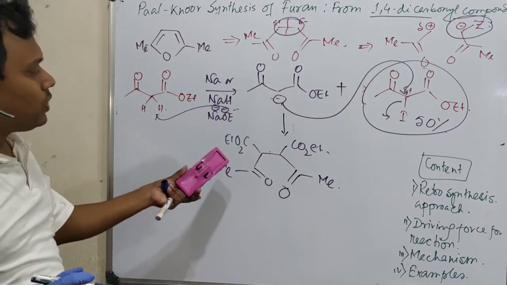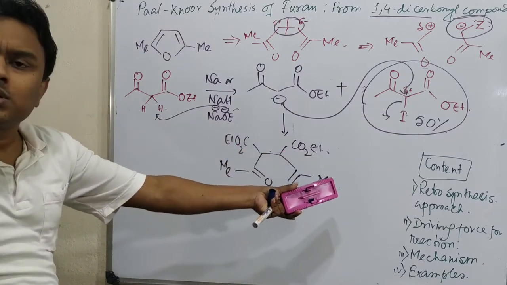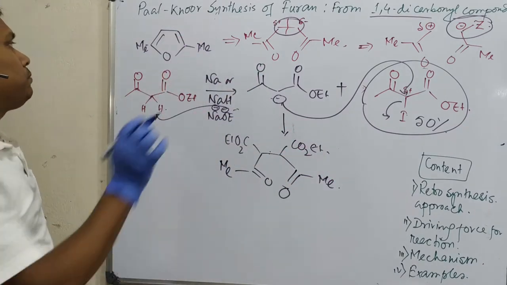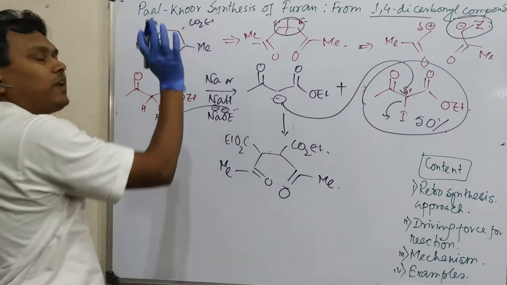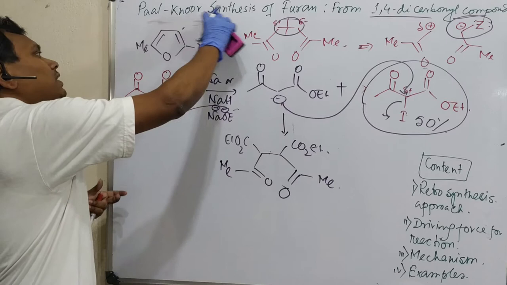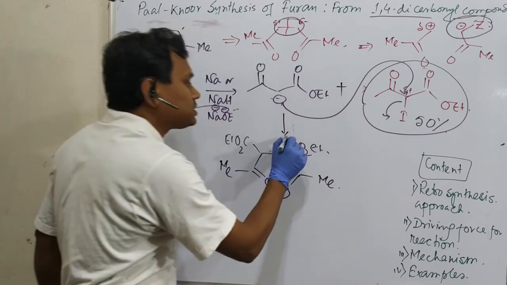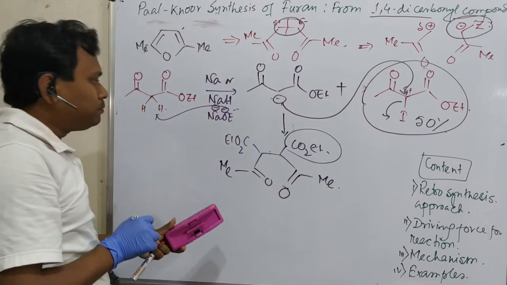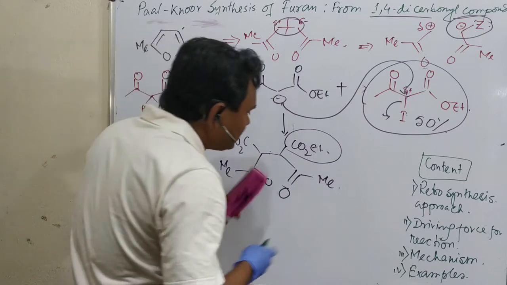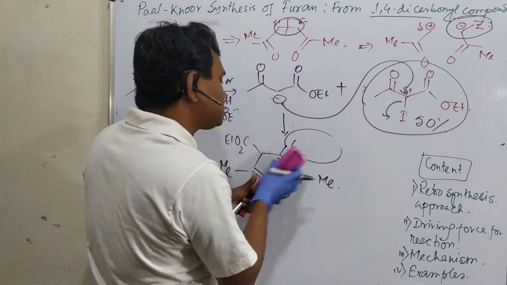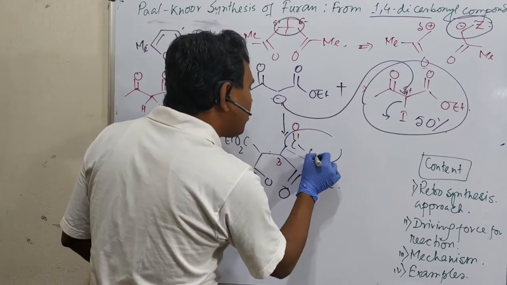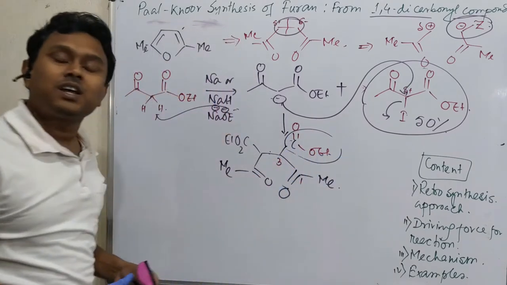Now the question: as you can see, we don't need this CO2H. Because if our target were CO2Et here and CO2Et here, then fine. But our target is not that. Our target is this. So how do we remove this? The strategy is that you can see this is a 1,3 dicarbonyl compound, CO2Et, COOEt.